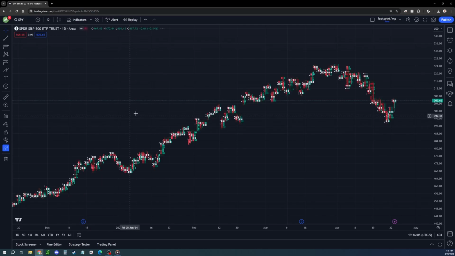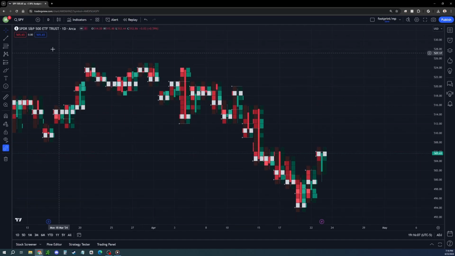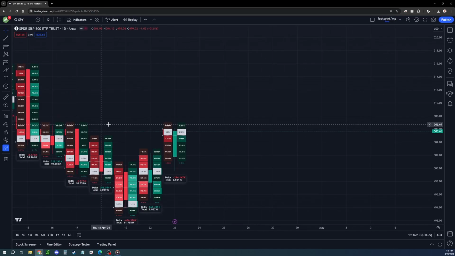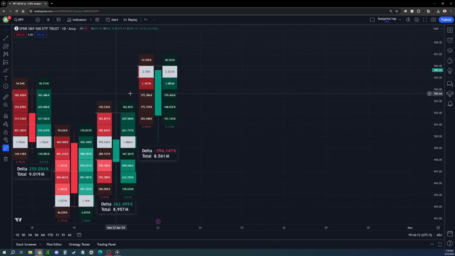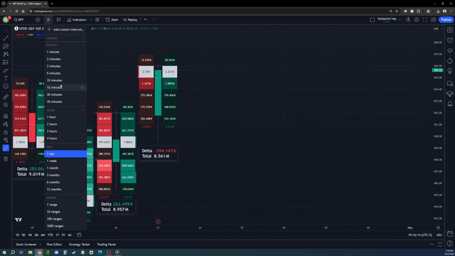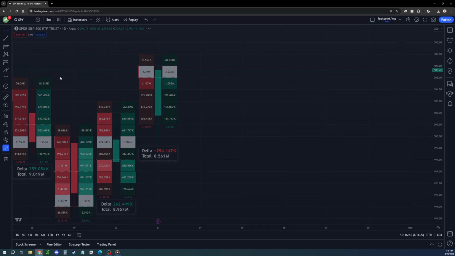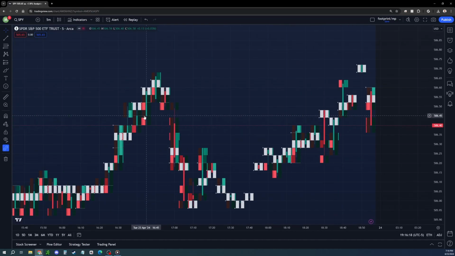The footprint charts work best on highly liquid assets like the SPY ETF and S&P 500 futures contracts. They are primarily used by day traders on the 1, 5, or 30-minute charts. But you can technically use the footprint on any time frame.